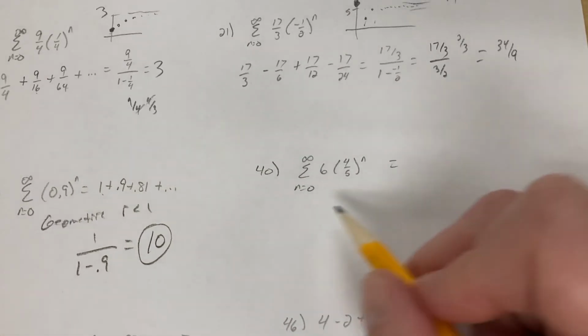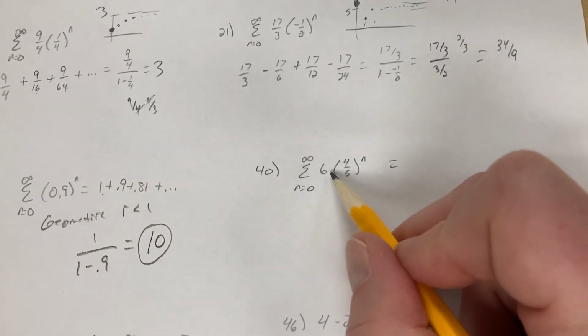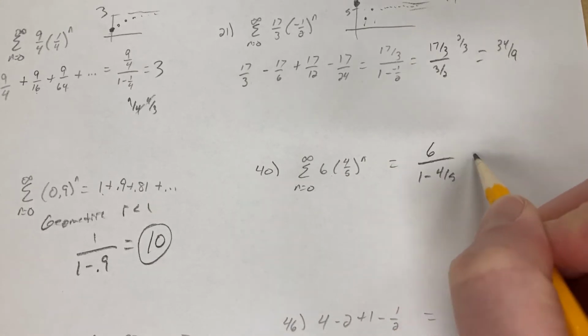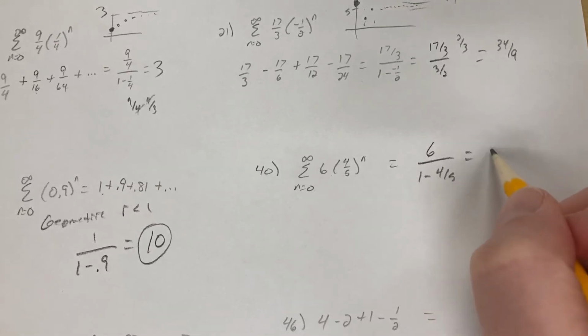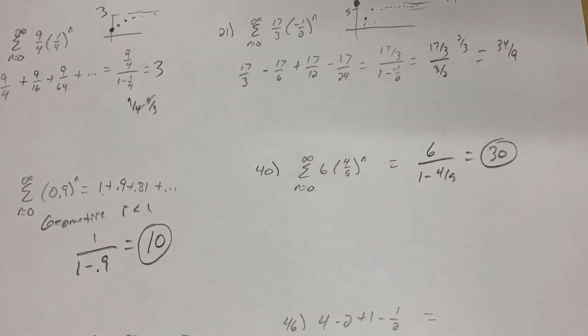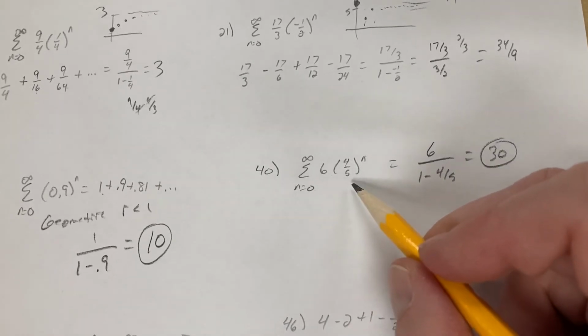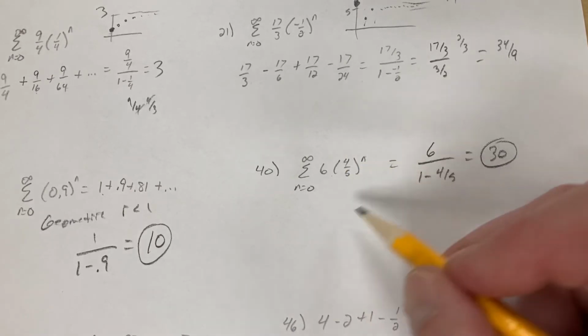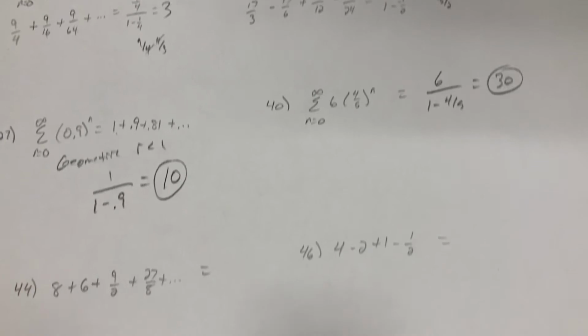Same thing for 40. If I were to put 0 in, I'm going to get 6 as my first term over 1 minus the common ratio. That's 6 over 1/5, which is 30. So these geometric sums that have an r value less than 1, we not only know they converge, but we know what they converge to.